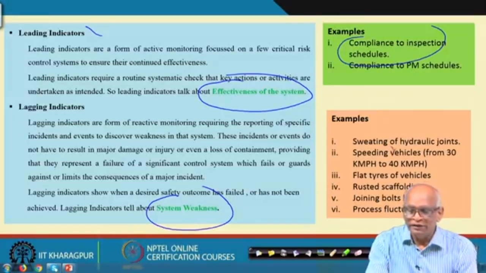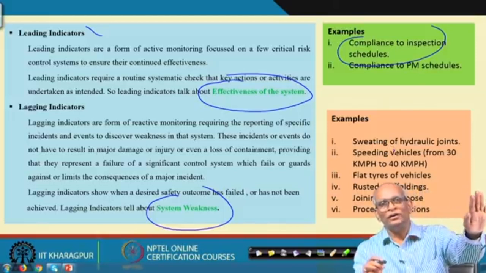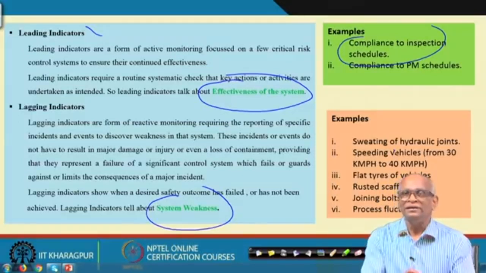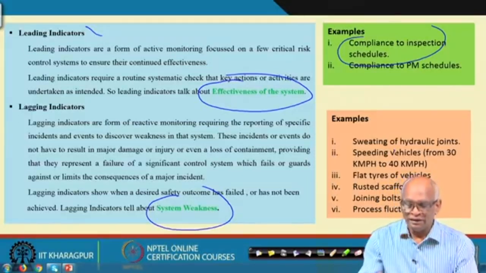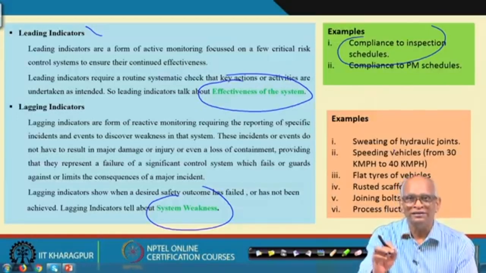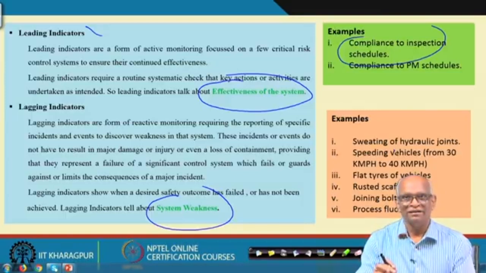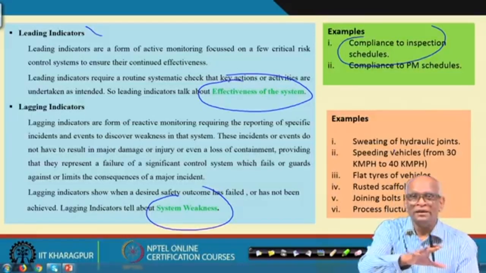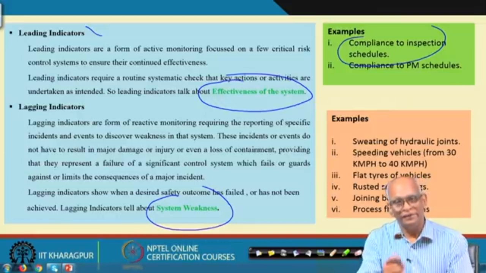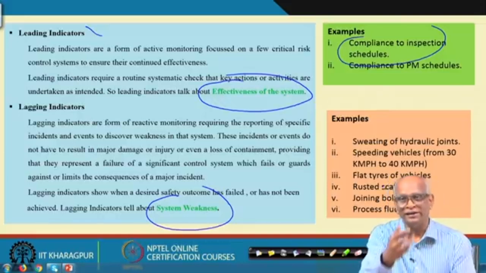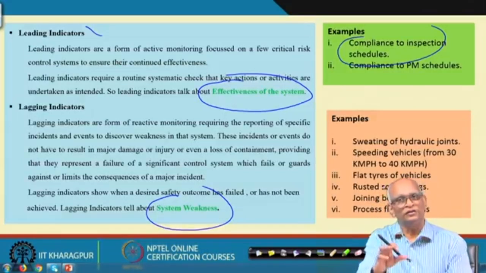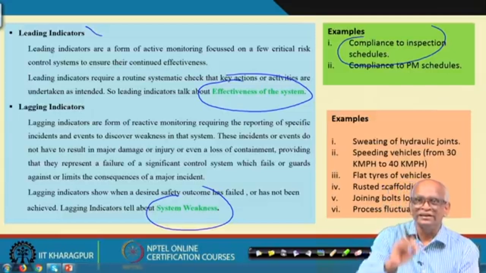What are the examples? Hydraulic joint: total failure of the hydraulic joint is the deterioration. The sweating of the hydraulic joint, a small leakage, is a lagging indicator. If the speed limit is 30 to 40 kilometers and somebody is going 41, it is a lagging indicator. To know the condition of the vehicle, a flat tire is a lagging indicator. It has happened, but a flat tire is a lagging indicator. Rusted scaffoldings: rusting on the scaffoldings will lead to the failure, but rusting itself is a lagging indicator.